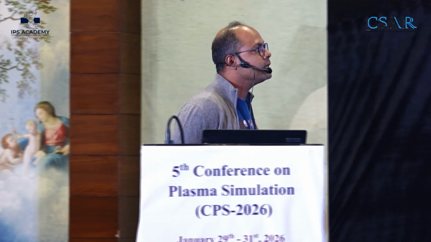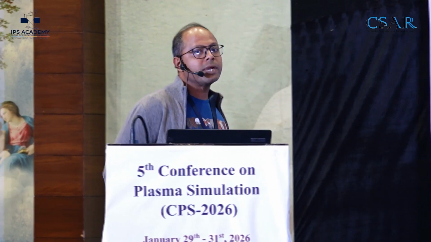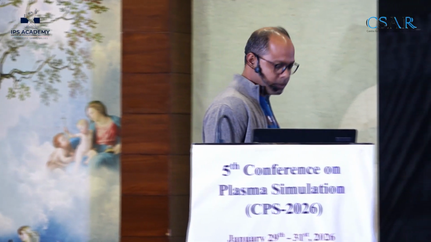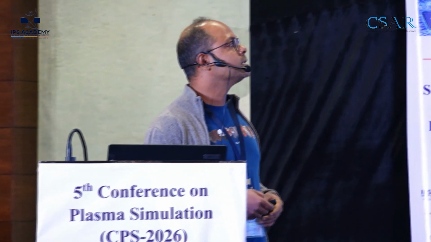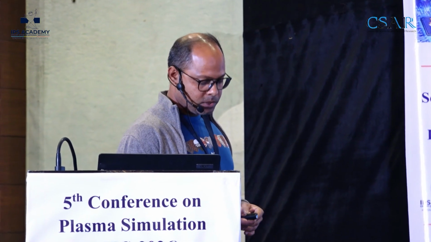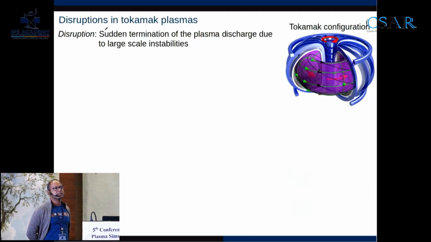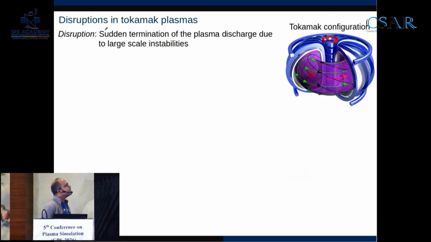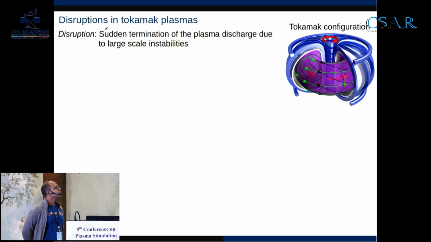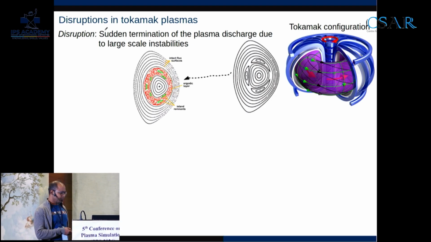But unfortunately, there are several issues that tokamak plasmas face. One such burning issue is known as disruptions. So what are these disruptions? A disruption is a sudden termination of the plasma discharge due to large-scale instabilities. This means sometimes in normal operation you can have large instabilities in the plasma which can grow and lead to stochastization of the magnetic field.